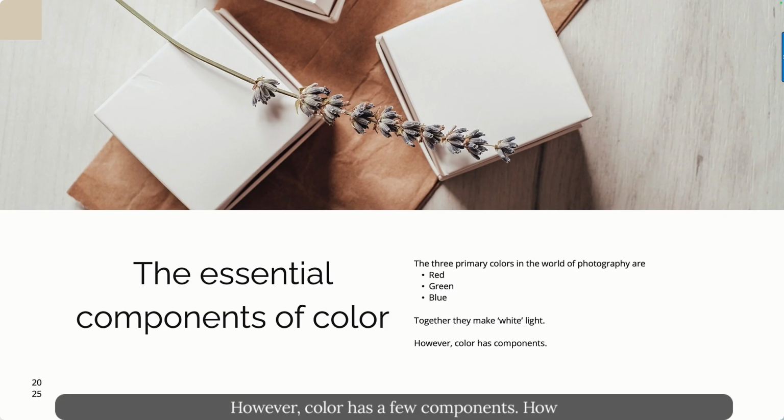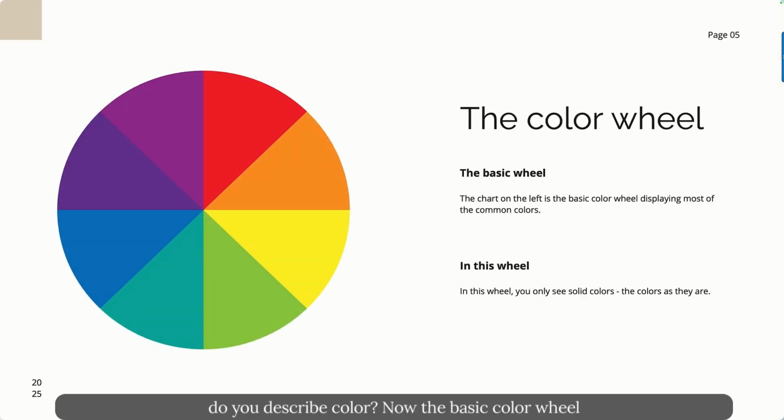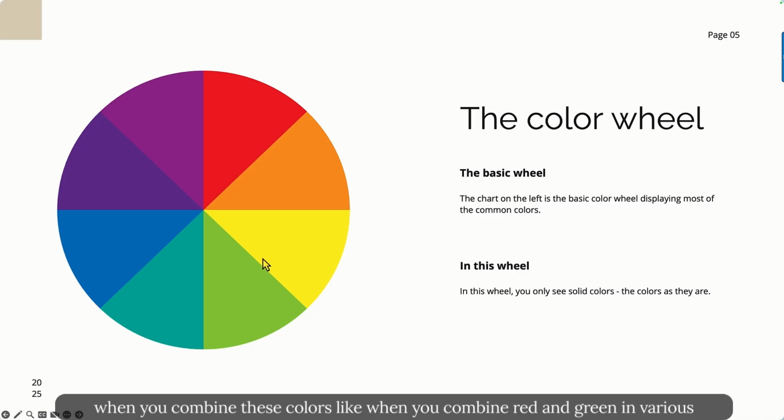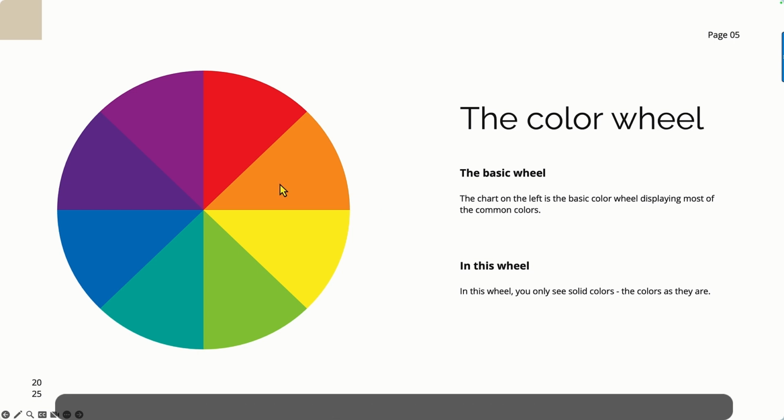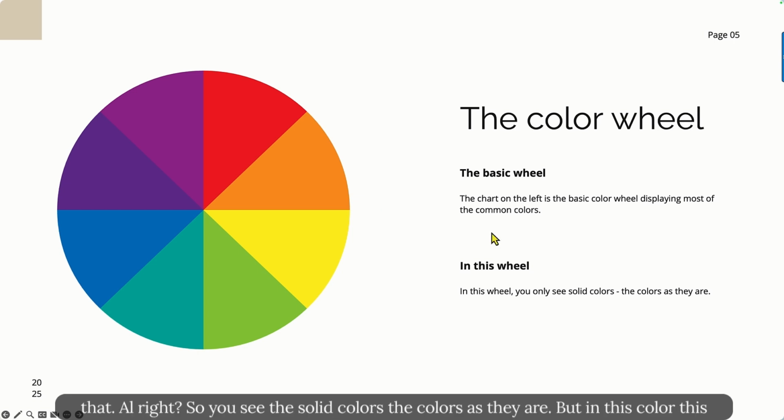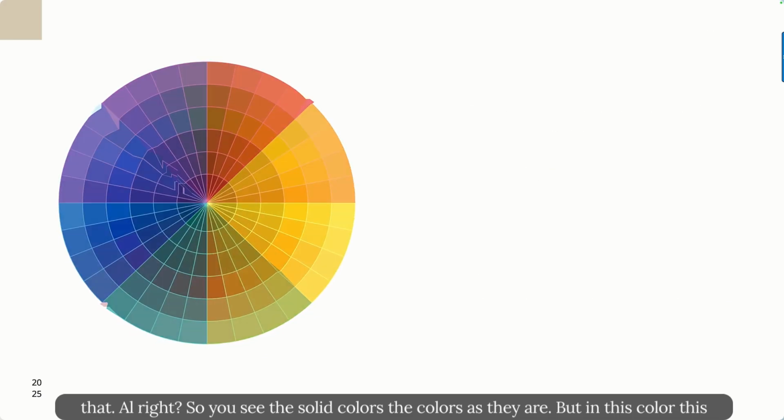However, color has a few components. How do you describe color? Now, the basic color wheel, which you see on the left, I got this again from Canva. It has these main colors: red, green, blue. And when you combine these colors, like red and green in various combinations, you get yellow and orange and stuff like that. So you see the solid colors, the colors as they are.